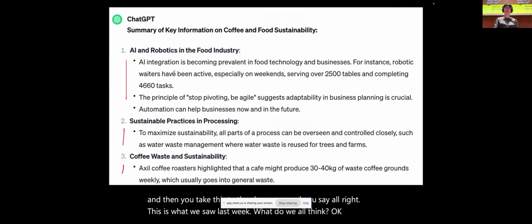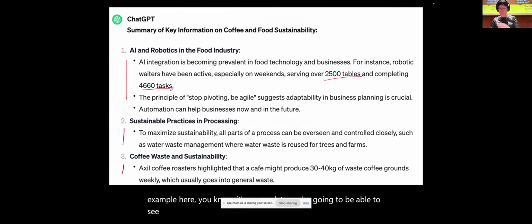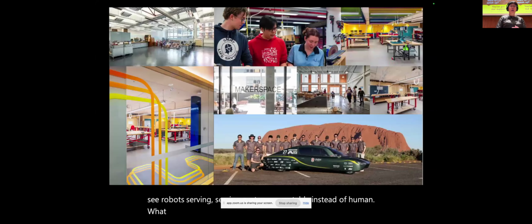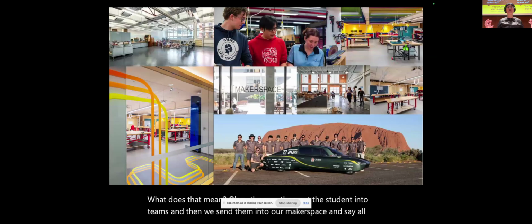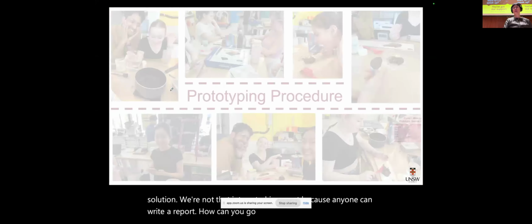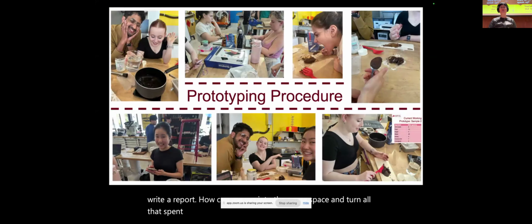For example here, sooner or later we're going to be able to see robots serving customers at the table instead of a human. What does that mean? Then we put the students into teams, and we send them into our makerspace and say, you need to actually come up with a physical solution. We're not that interested in a report, because anyone can write a report. How can you go into the makerspace and turn all that spent coffee ground into something useful? In this case, my students are prototyping, turning spent coffee grounds into spoons.